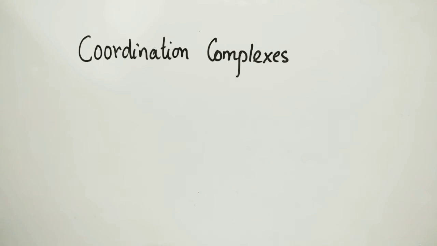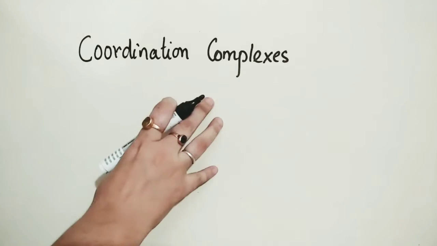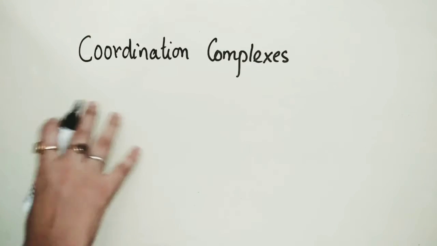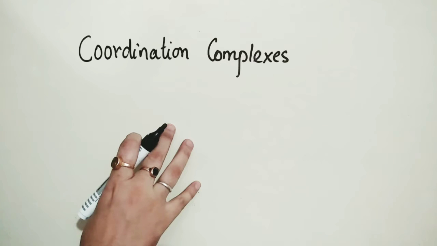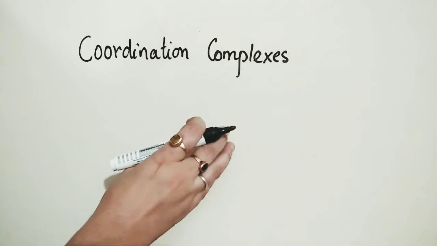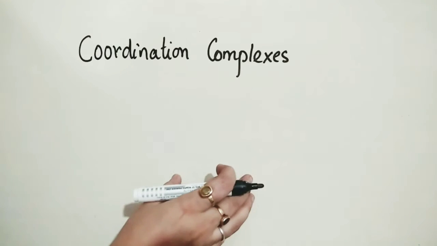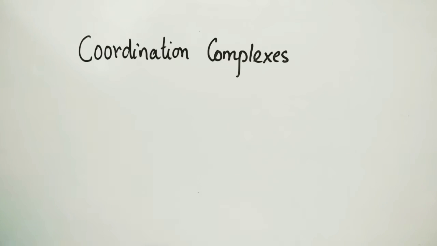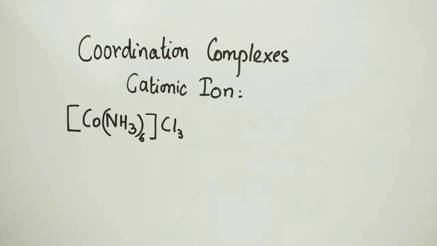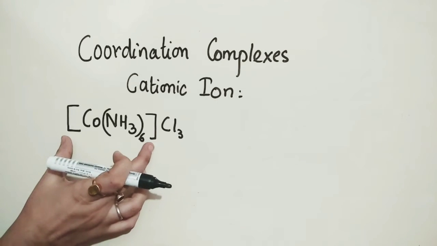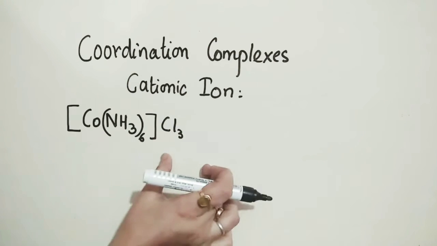In this video, we are going to discuss naming of coordination complexes containing a cationic complex ion or an anionic complex ion, even both the ions, and also the non-ionic coordination complex. So the first type we are going to discuss contains the cationic ion. So this is the complex which contains the cationic ion, and now we will start the naming.